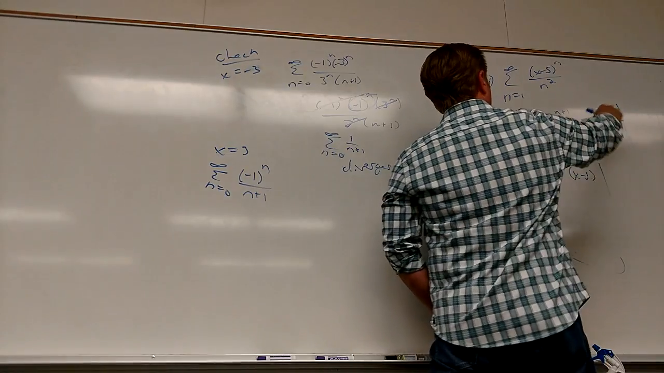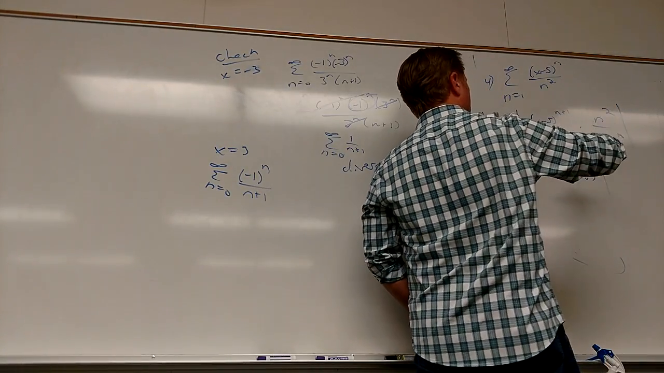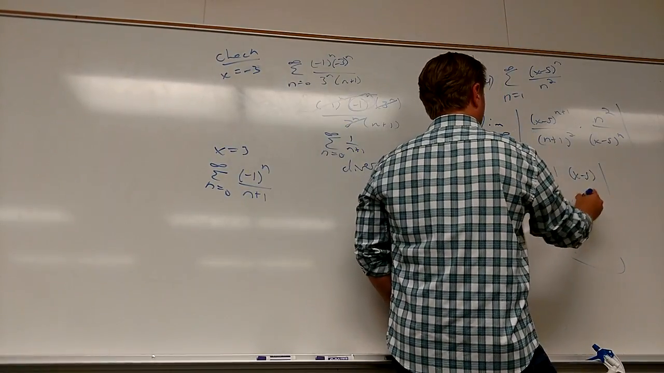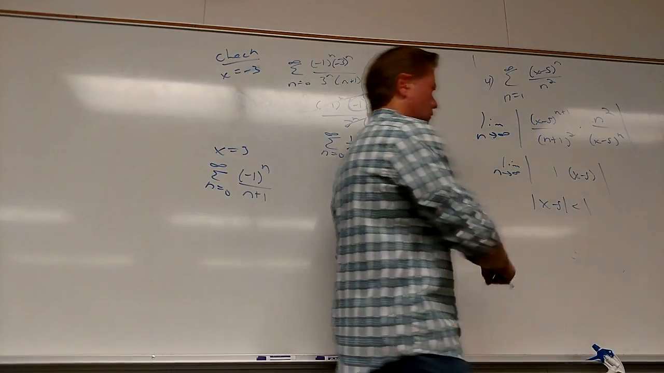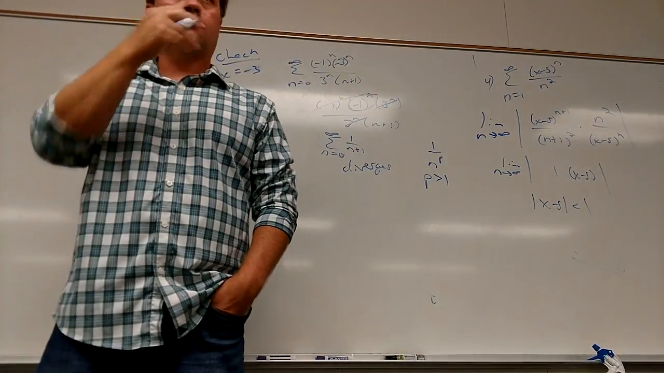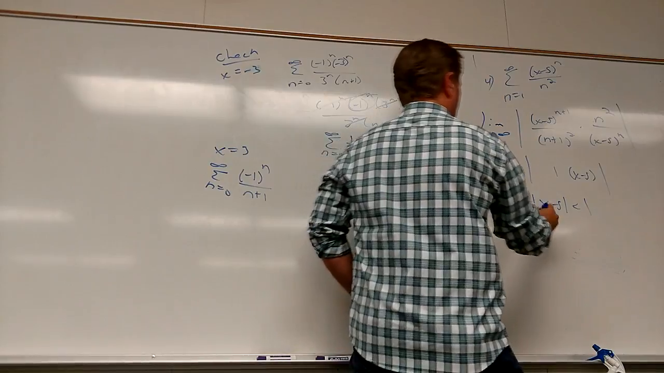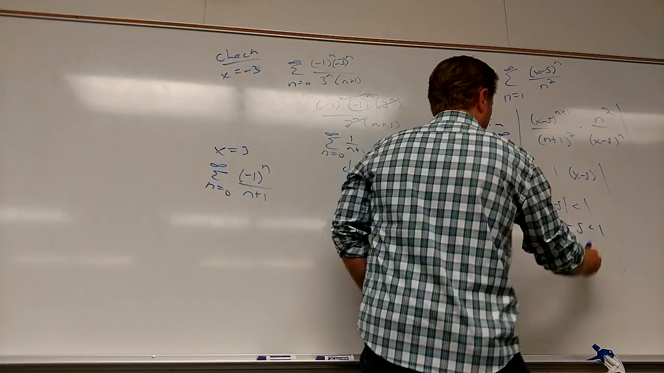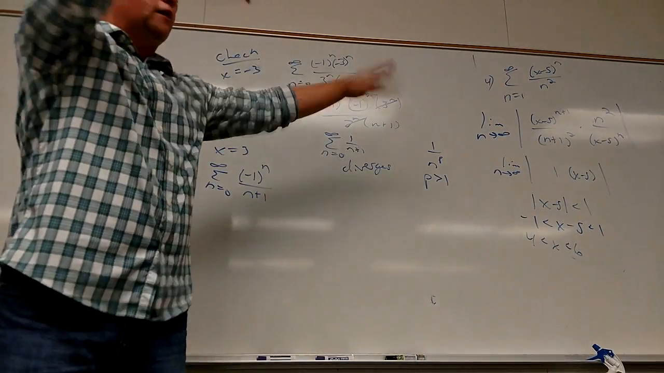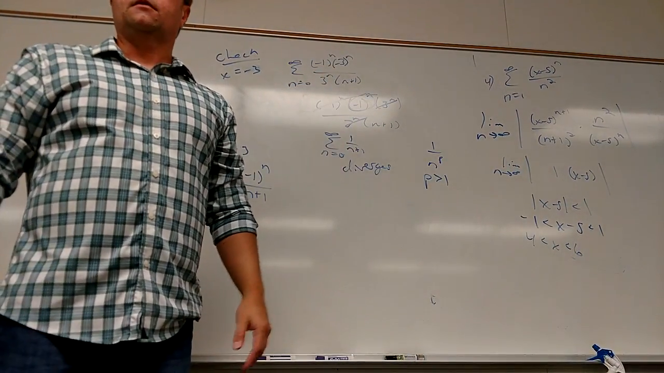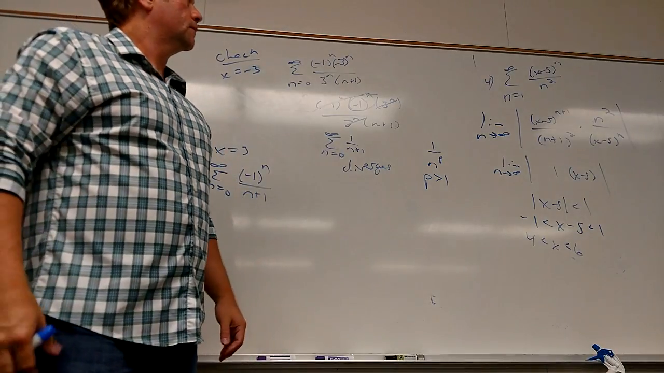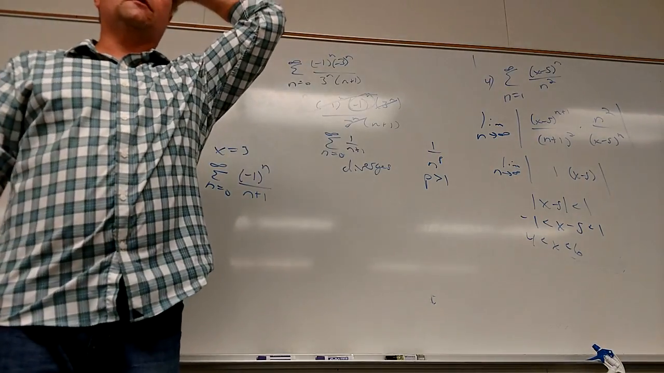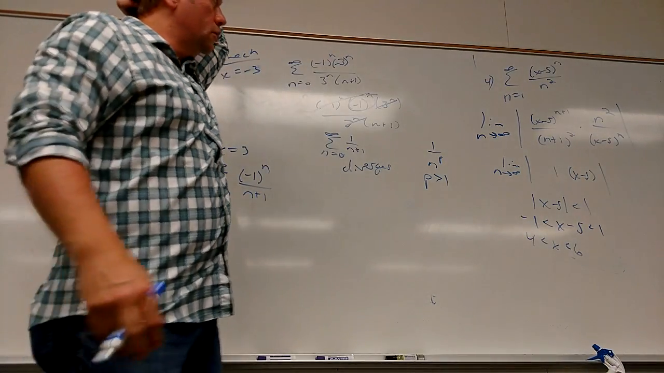And then what's the limit of these two? What's the limit of this ratio? 1. And so this has got to be less than 1. And now, of course, here's where you have to really write it out and solve it. It's been shifted. So negative 1 less than x minus 5 less than 1. So then 4 less than x less than 6. Just add 5 to all sides. Now you guys try to check 4 and 6. See if it converges or diverges at those.